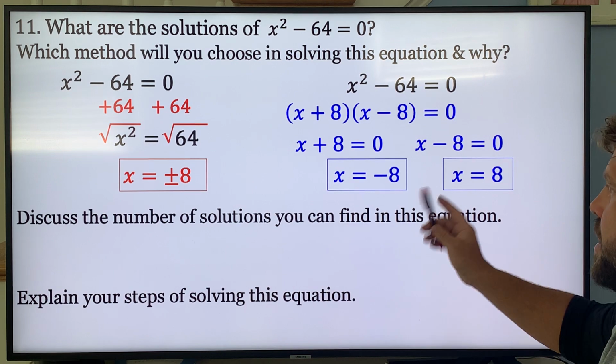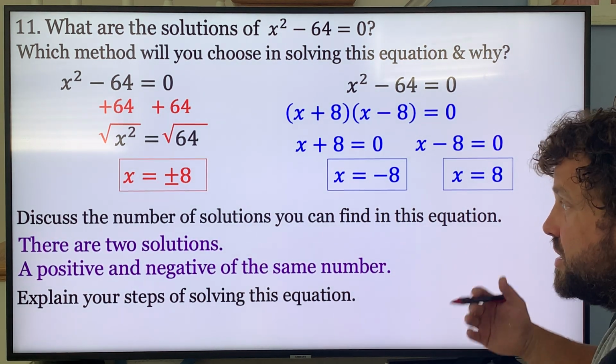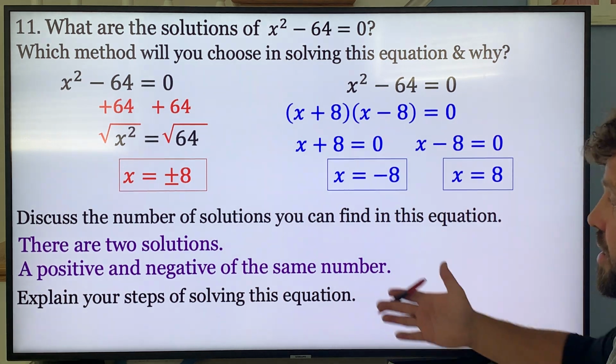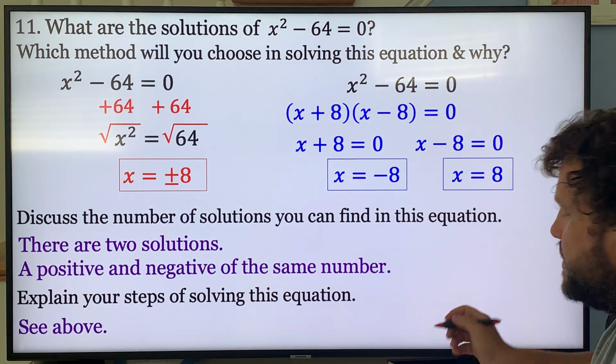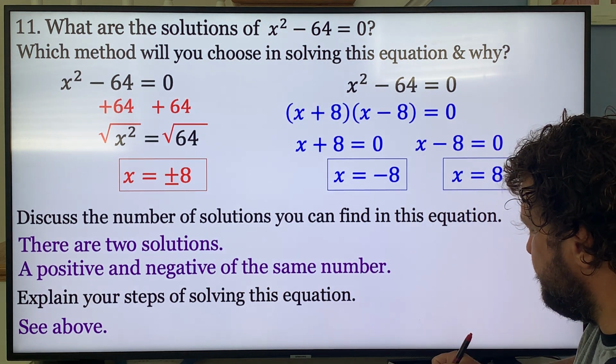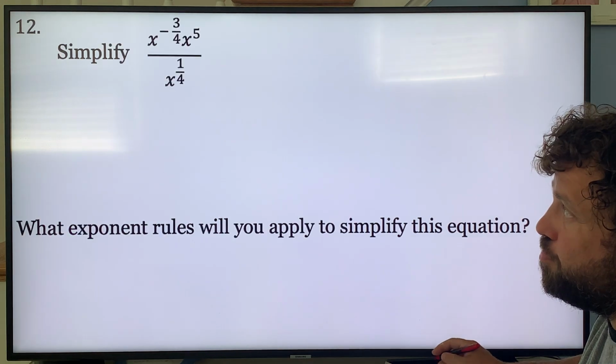All right? Discuss the number of solutions. Well, there are two solutions. There's a positive and negative of the same number, 8. Explain your steps in solving this equation. There you go. You can see the two steps above. All right? Not too terrible, right? All right.